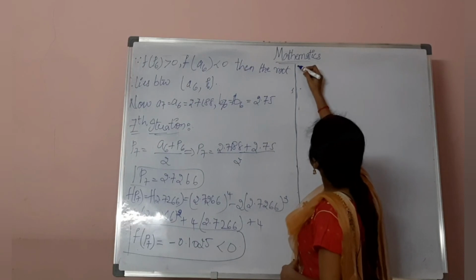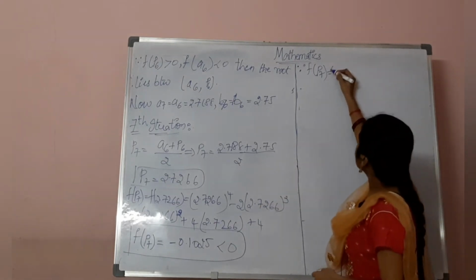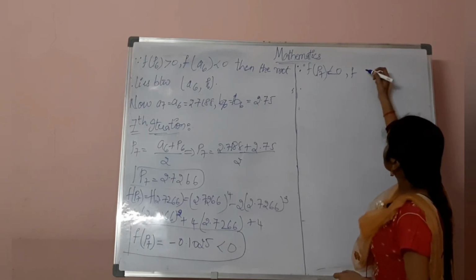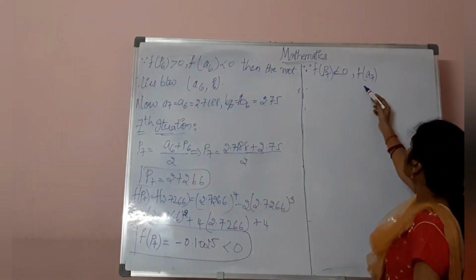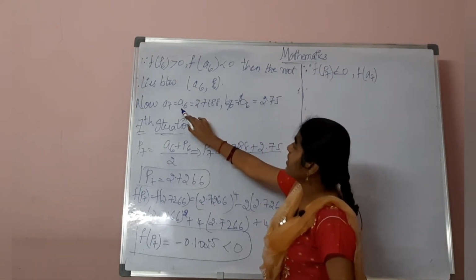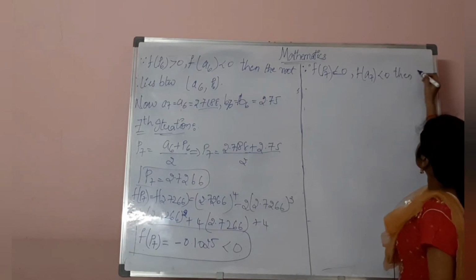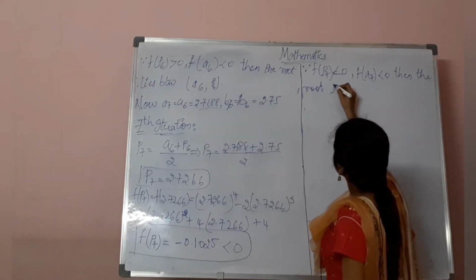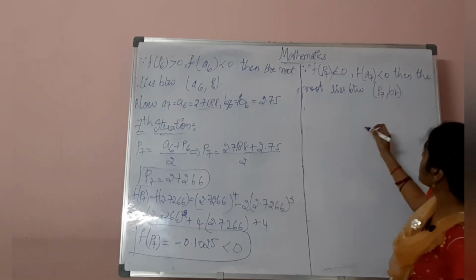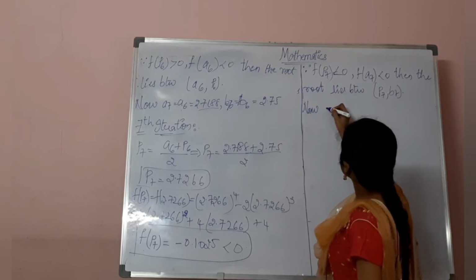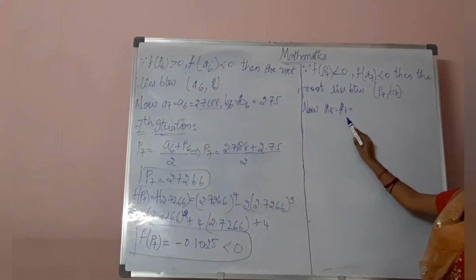Since f of P7 is less than 0, and f of A7, meaning the A6 value we have substituted in the equation, is also less than 0, if both are less than 0, then the root lies between P7 and B7. Now A8 equals P7.